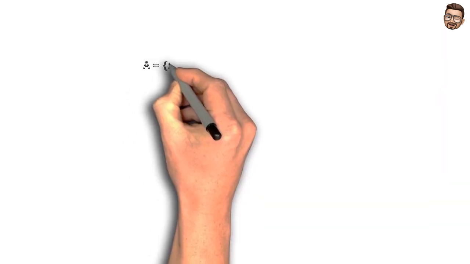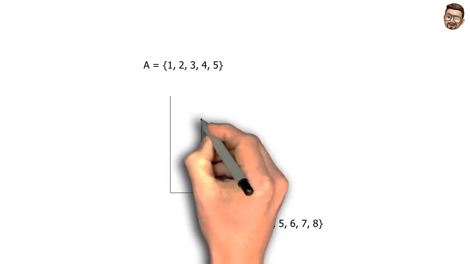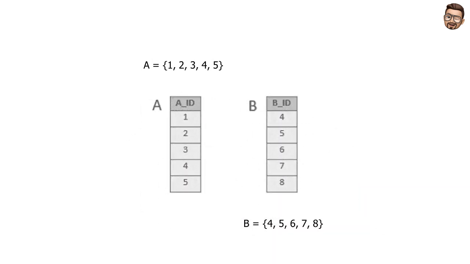Let's consider these two sets, A and B. A has 1, 2, 3, 4, 5 as the data and B has 4, 5, 6, 7, 8 as the data. In database, we consider A and B as the tables, and the numbers 1, 2, 3, 4, 5 are under the AID column and 4, 5, 6, 7, 8 are under the BID column.